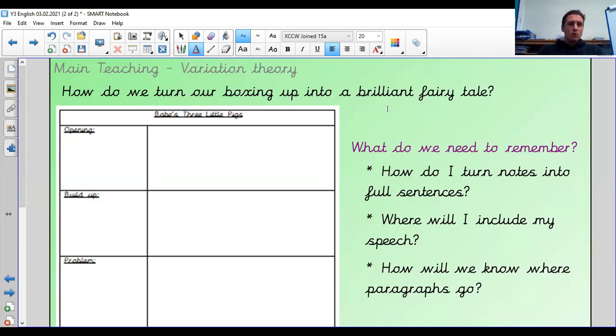If you don't remember all of the rules, that's absolutely fine. Do your best to remember those 4 speech rules, because today we are starting to look at the problem. So let's just have a look at what we know already. So you've already boxed up. All right, so boxing up is just making notes about what we need to remember.